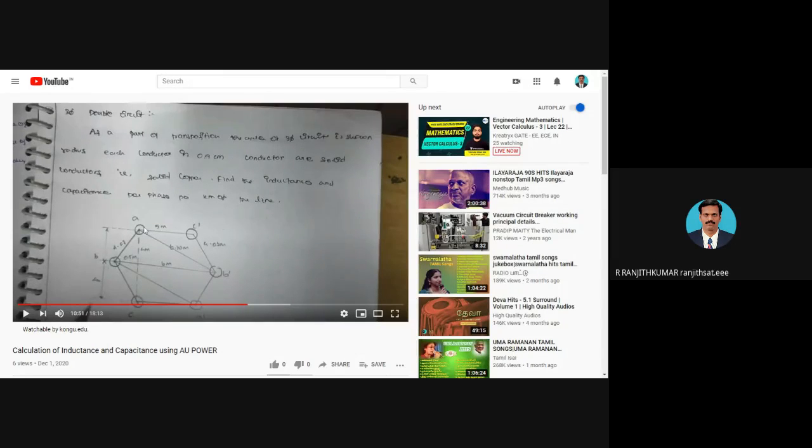The horizontal distance between your conductors is 4 meter. And the vertical distance between your middle and bottom conductor is again 4 meter. Apart from this, the radius is 0.9 centimeter. The conductors are solid conductors. Is it clear, Kanna? Yes, ma'am. Okay, you note it down.